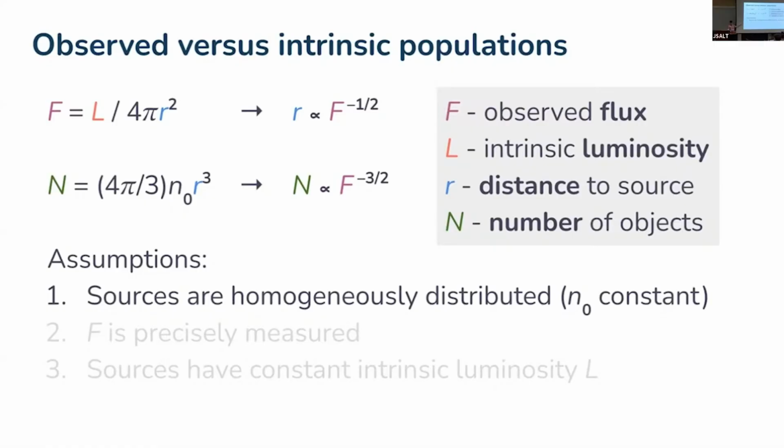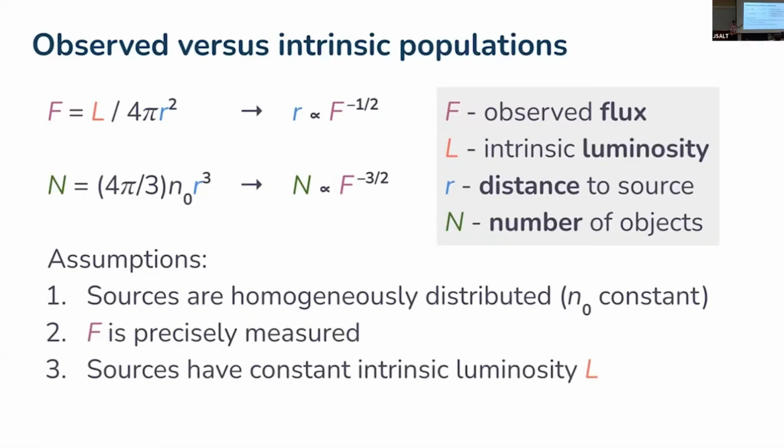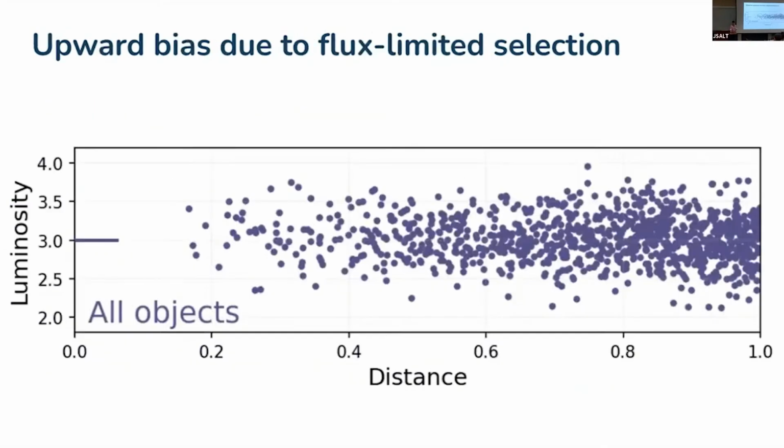This, of course, makes some assumptions that I just mentioned. F is precisely measured. There's no measurement error. The luminosity has no scatter or very little scatter. And again, the sources are homogeneously or isotropically distributed. So just to illustrate that, if you have, again, a constant luminosity, in this case now with some scatter, at some range of distances, this is what happens if you have a 1 over r cubed sort of volume constant, basically constant distribution, right?